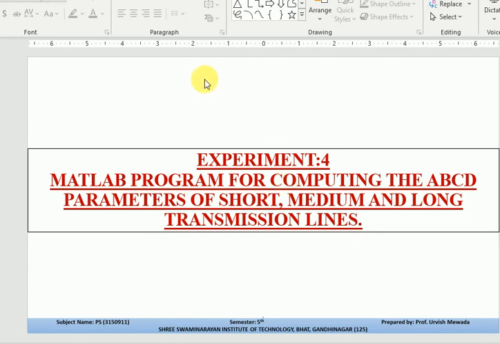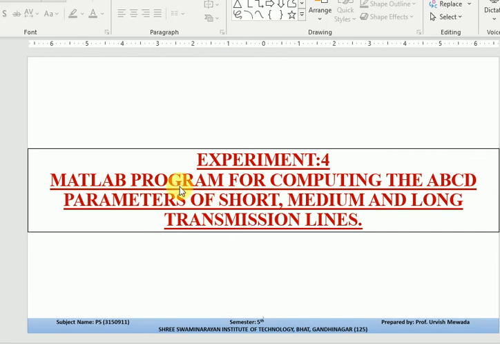Now in today's presentation, this is our experiment number 4, in which we are going to check the MATLAB programming for computing the ABCD parameters of short, medium and long transmission lines that we have already discussed in the theory section. We have derived in detail all the parameters of the short, medium and long transmission line, all the ABCD parameters. Now let us see how the ABCD parameters can be computed using MATLAB programming.